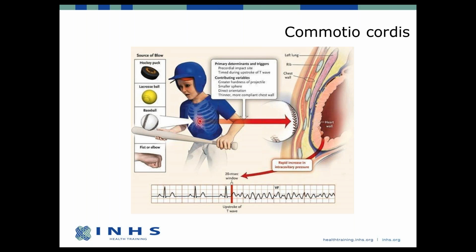So here's what happens. These are typical mechanisms of injury. Hockey puck, lacrosse ball, baseball, fist or elbow. It could be a steering wheel. But what happens is right when you're trying to repolarize, you get an impact. And now the force could be varying, right? You think about a lacrosse ball, they can huck that at a pretty high rate of speed. Hockey puck, depending on the caliber of which we're talking about. But think about a fist or a blow, right? That's not that high of a force, okay?